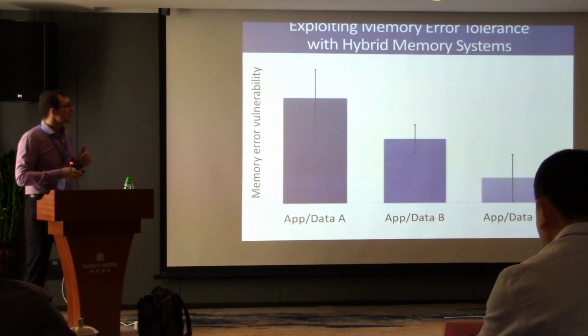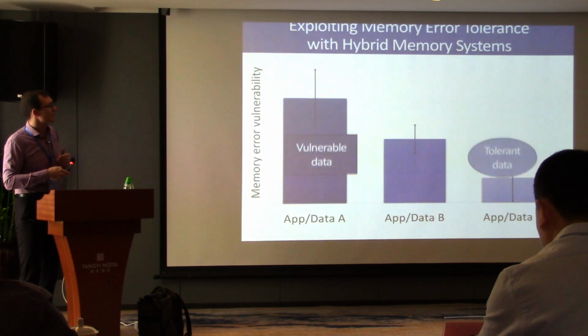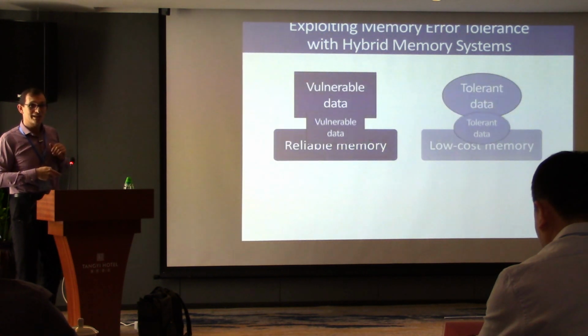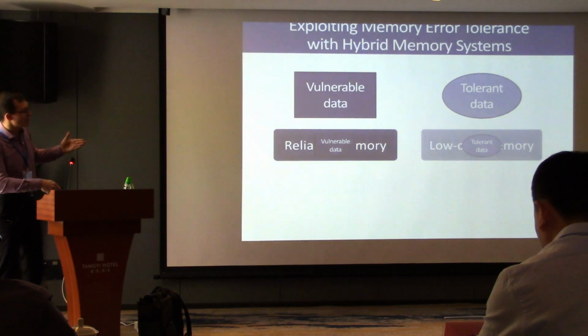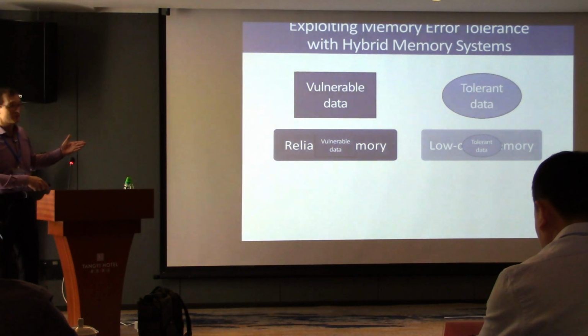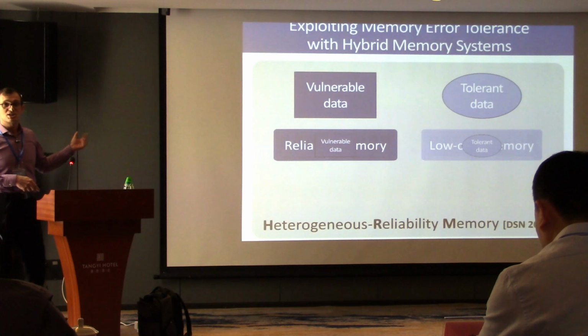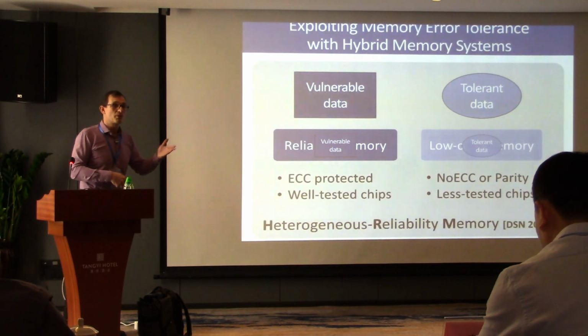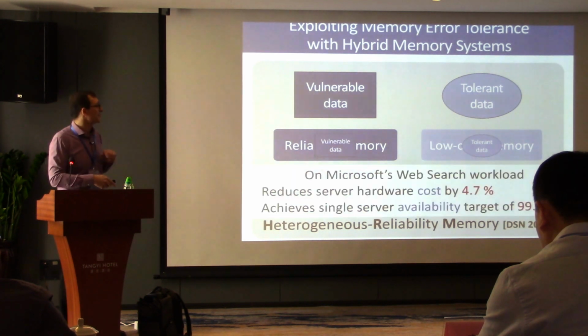Now, if you can identify this and communicate it as vulnerable data and tolerant data, you can design different types of memory in your system, low cost and reliable. Low cost is very simple. Reliable is expensive. And we call this heterogeneous reliability memory. You can reduce the cost of your system or improve the performance or basically optimize different metrics.